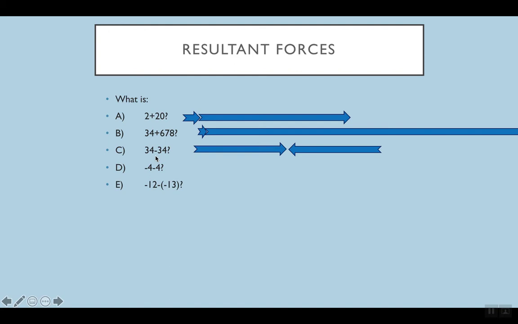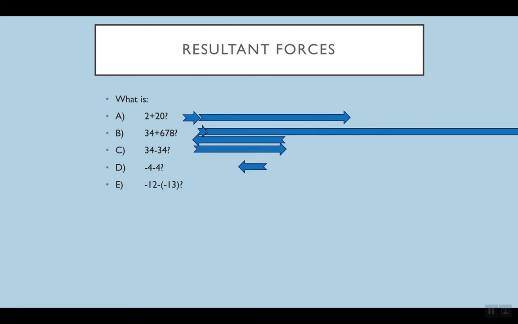So when we're looking at forces, we normally represent positive to the right and negative to the left. And so here we've got positive 34, negative 34, and those two would just cancel each other out, and we would have a force of nothing. So our resultant force in this case would be nothing.